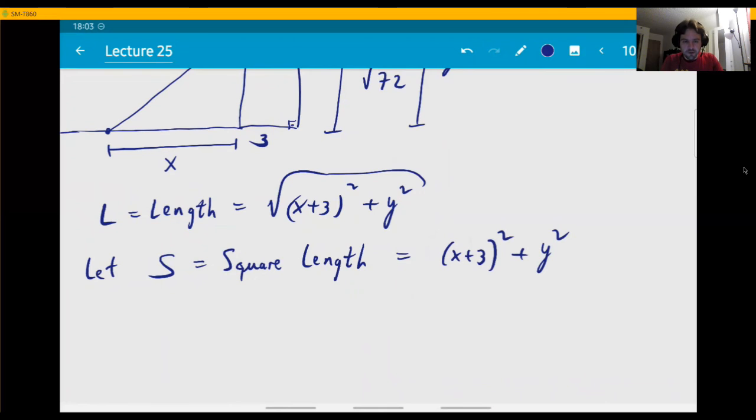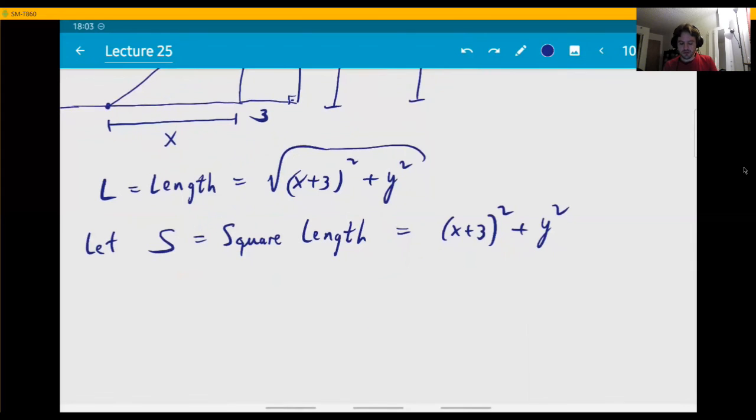And after you find the minimum value for this guy, let's say we find 25, well, that is not going to be your answer. Your answer is going to be 5. You're looking for the minimum value for L. So even though the location, the value of x and y, is going to be the same, where s has a minimum, L is also going to be at a minimum. But the value itself is not the same. The value is whatever it is for s, it's going to be the square root of that for L. Okay, so we're going to find the minimum value for s.